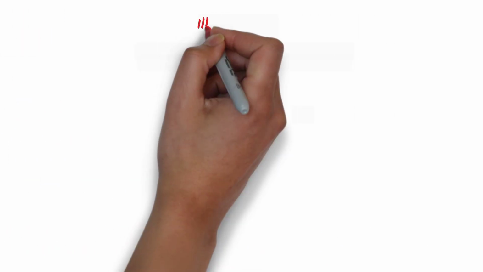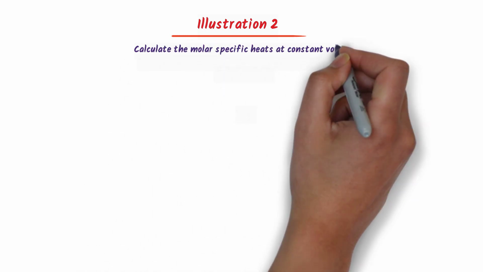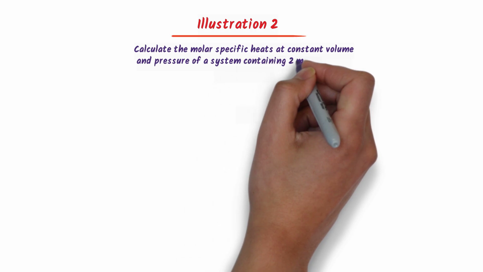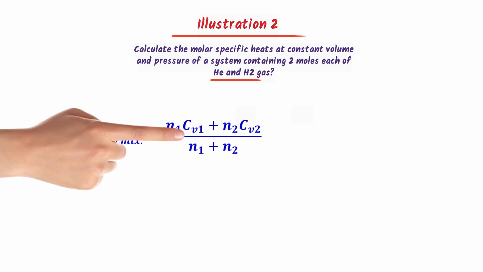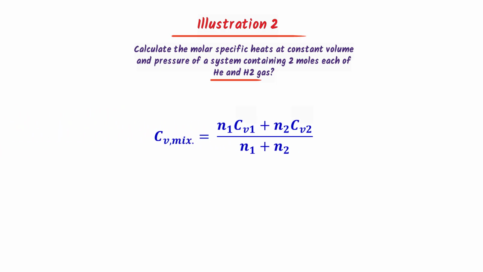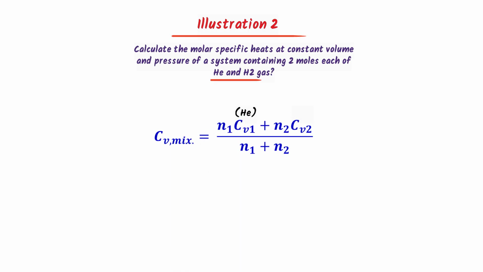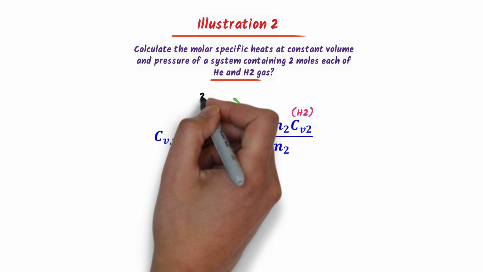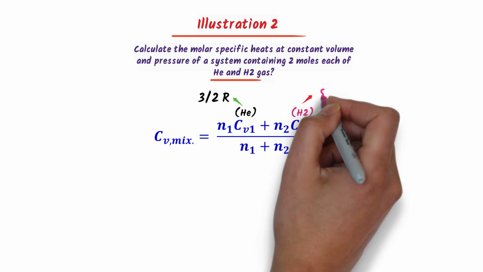In the same way, we have the next illustration that says, calculate the molar specific heats at constant volume and pressure of a system containing 2 moles each of helium and hydrogen gas. As we have a system containing a mixture of gases, clearly we can find the molar specific heat at constant volume by the following expression, where Cv1 is the molar specific heat for helium and Cv2 is the molar specific heat for hydrogen. As helium is monoatomic, Cv1 will be equal to 3 by 2 into R, and hydrogen is a diatomic gas, so clearly Cv2 will be equal to 5 by 2 into R.